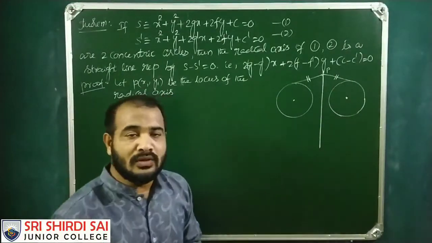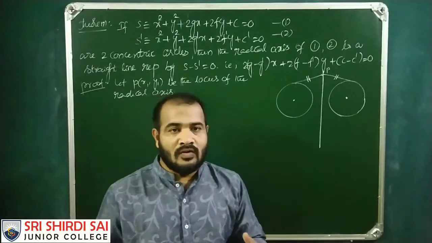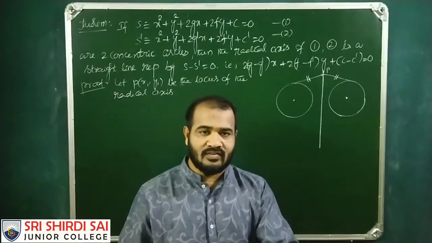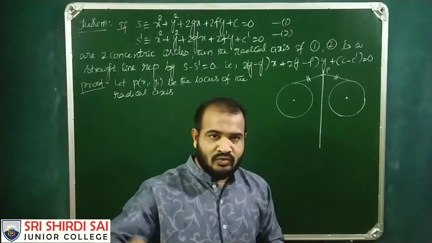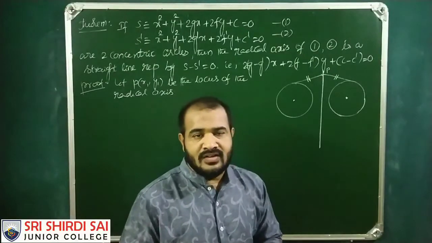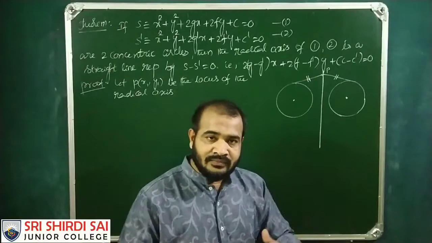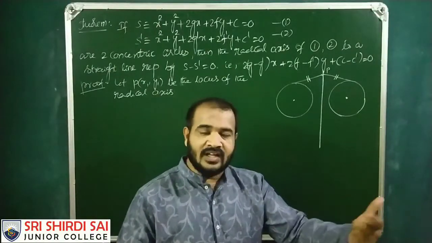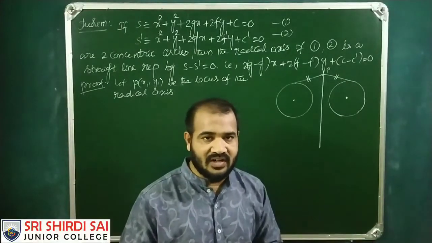So I'll tell you the powers. The power of the point P is S11, which is CP square minus R square. C is the center of one circle, P is the point (x1, y1), C is (minus g, minus f), R is the radius of the circle. CP square minus R square, which we have discussed clearly in the circles chapter.